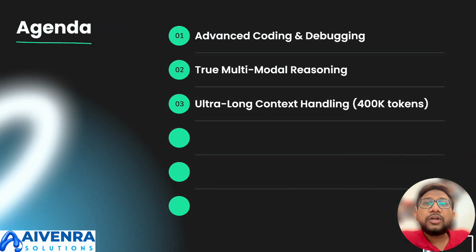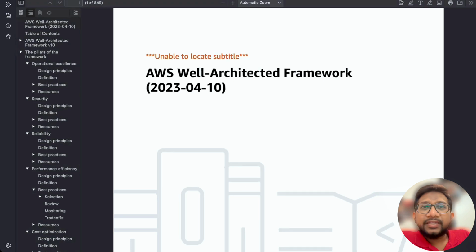Number 3, ultra long context handling, 400k tokens. Now for the big test, that massive 400k token context window.